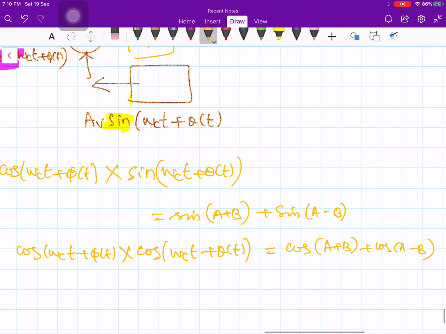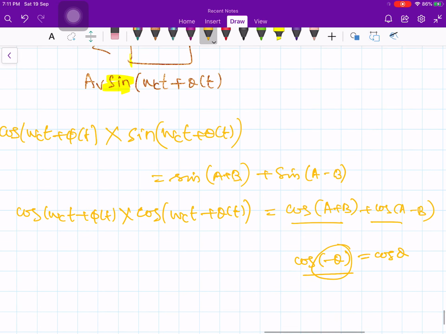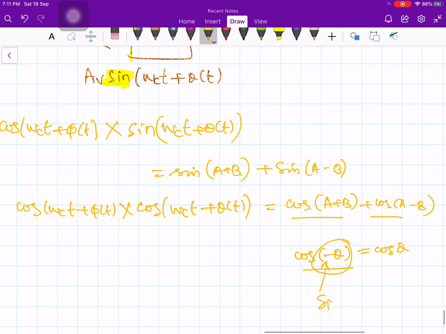Cos a minus b. Therefore, the cosine function, we know cos of minus theta is equal to cos theta, right. So the cosine function will not be sensitive to the sign of the argument. The sign of the argument will not be captured by your cosine function.